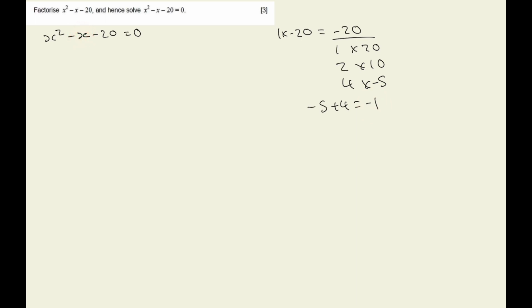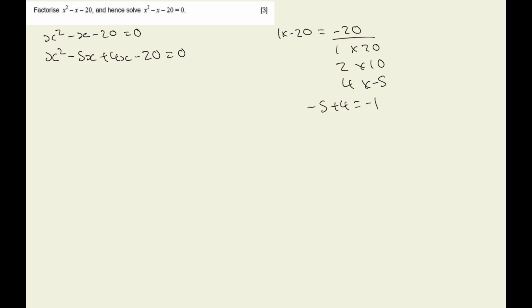So what I'm going to do is replace minus x with minus 5x plus 4x. So we get x squared minus 5x plus 4x minus 20 is equal to 0. And we can see that minus 5x plus 4x is the exact same as minus x, so we just replaced it to make it easier. Now we're going to take the first two terms, x squared and minus 5x, and the last two terms, 4x and minus 20, and we're going to factorise these.